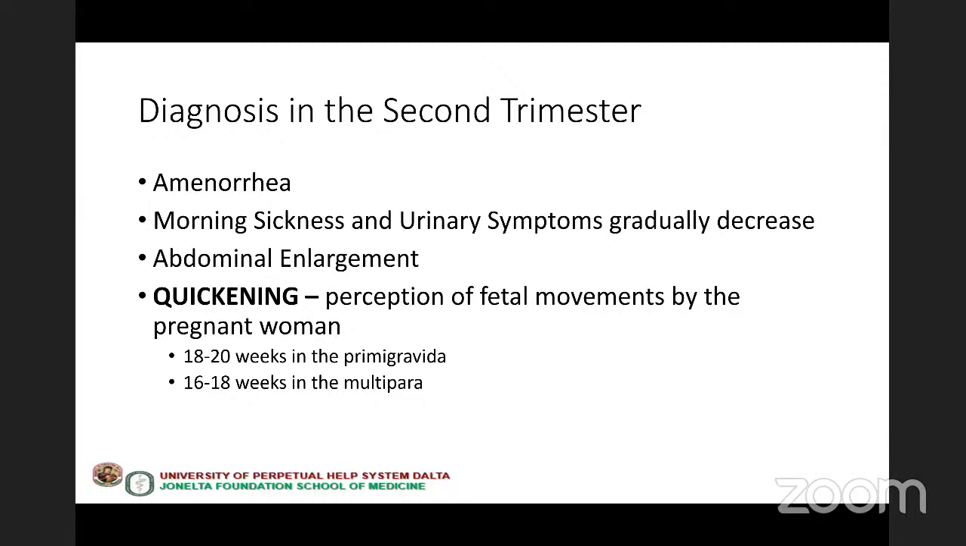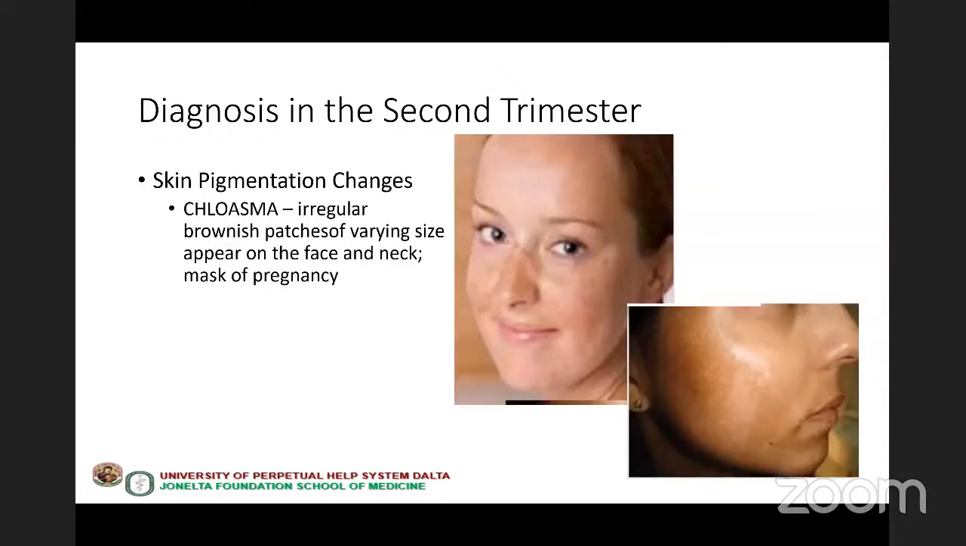Okay? So this is something, for example, if your patient is unsure. It's not always the case that your patient would know the exact date of menses for various reasons. So quickening is also one of the things that you could do to estimate age of gestation, estimate your due date. Okay. What other changes may occur in the second trimester? You have your skin pigmentation changes. So this is called chloasma. So this is irregular brownish patches of varying size which appear on the face and neck and is usually called the mask of pregnancy. Of course, if you are Caucasian, that's more evident than us Asians who have browner or darker skin.